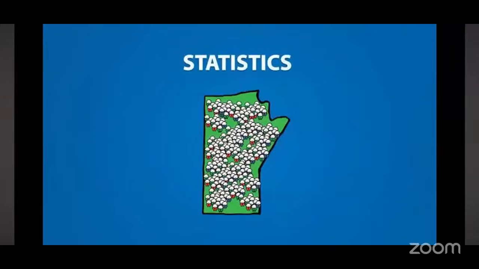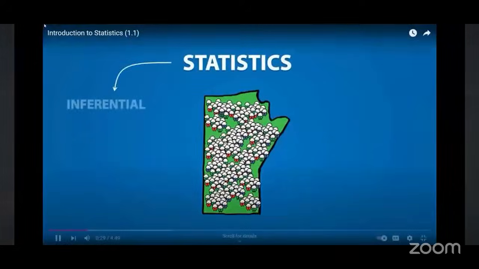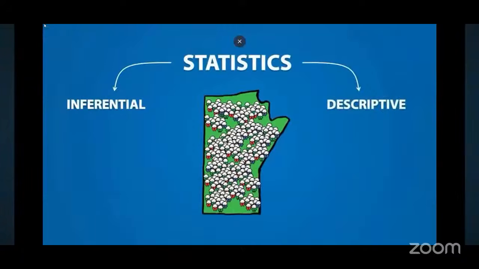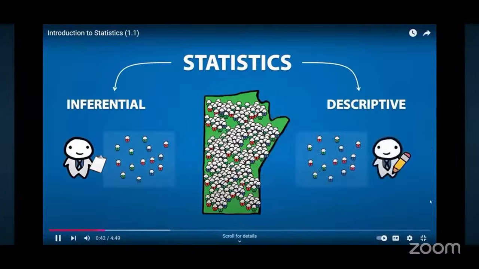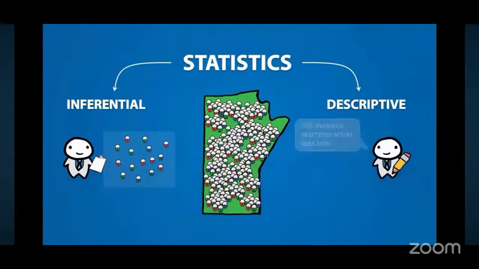There are 2 kinds of statistics. There's inferential statistics and there's descriptive statistics. Inferential statistics deals with taking a sample and analyzing that sample to make judgments or claims about a population. Descriptive statistics refers to getting data and talking about it. So when you hear a professor say something like the average midterm score was 65%, they are using descriptive statistics.